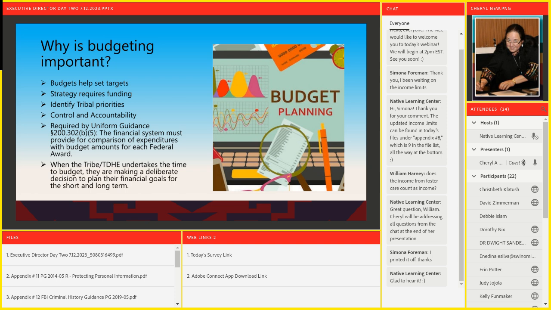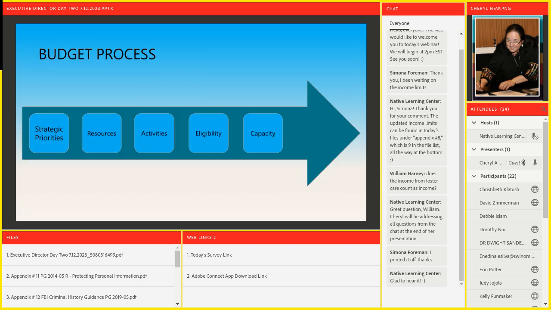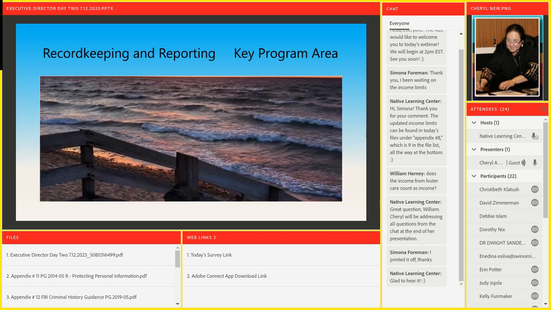And when the tribe or the TDHE undertakes the time to budget, they're making a deliberate decision to plan their financial goals for the short and the long term. So you get your strategic priorities, you utilize your resources, your activities, find out who is eligible, your eligibility, and then your capacity to actually undertake that activity.